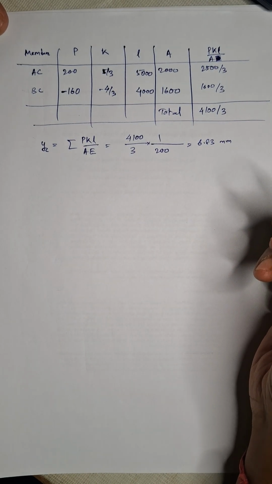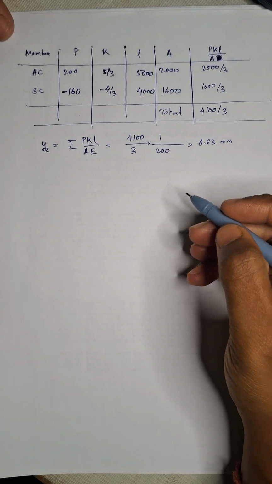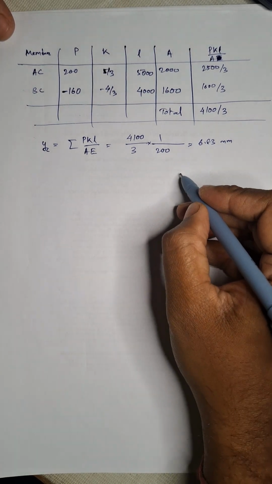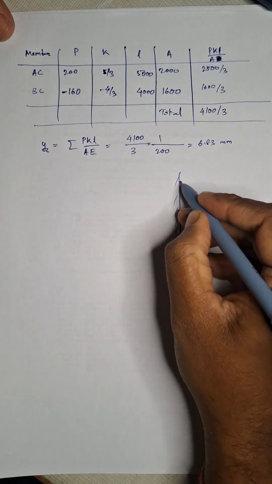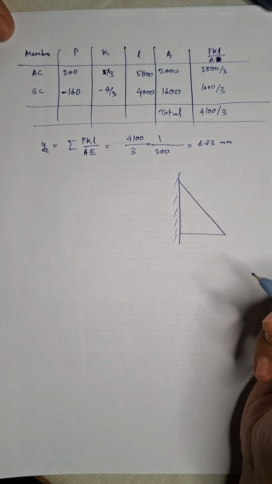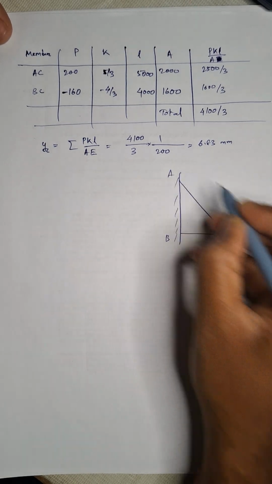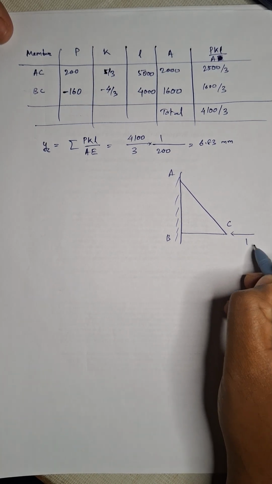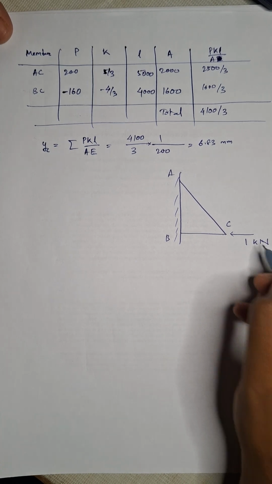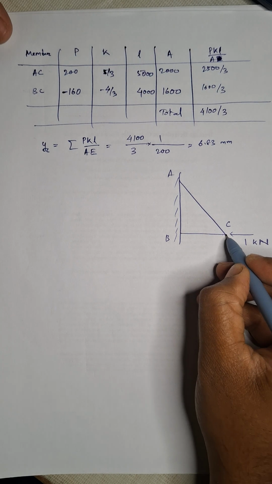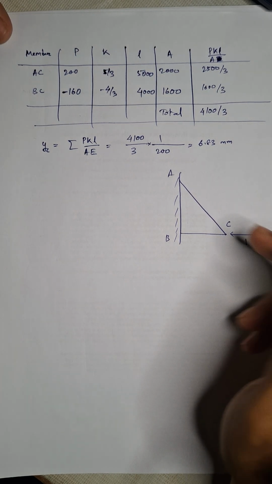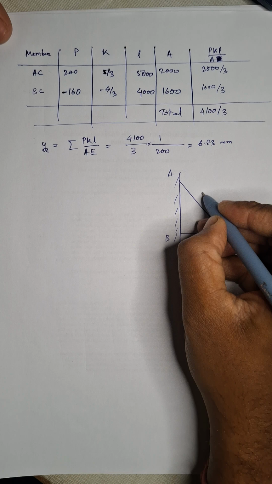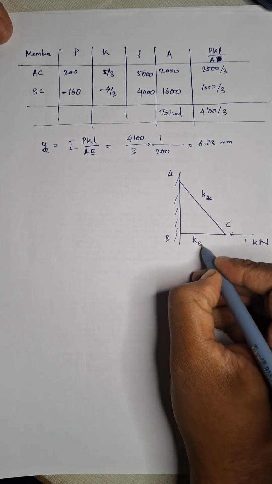Now we need to find out the horizontal deflection also. If we need to find the horizontal deflection, we have to apply a unit force along the horizontal direction. So let's draw the figure again. We already know the lengths. This point was B, this is A, and this is C. We need to apply a unit force of 1 kilonewton. Direction can be anything, it will not matter. If I apply 1 kilonewton along this direction, we need to find again the member forces due to application of this 1 kilonewton load. This is KAC and this is KBC.